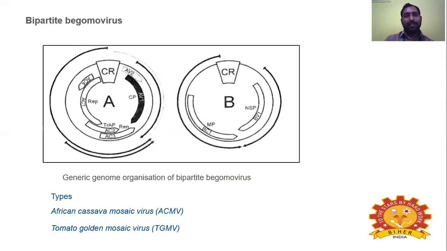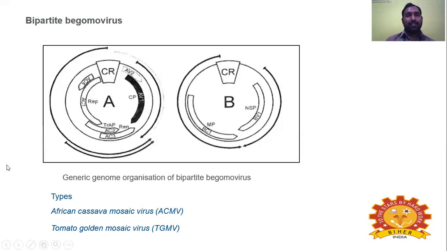This is another virus, a bipartite virus, begomovirus. This bipartite begomovirus contains two types, and those two types are listed here: African cassava mosaic virus and tomato golden mosaic virus.